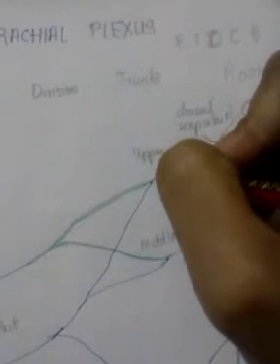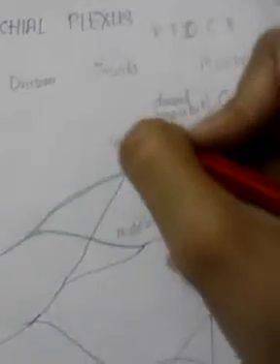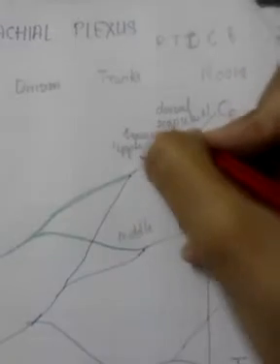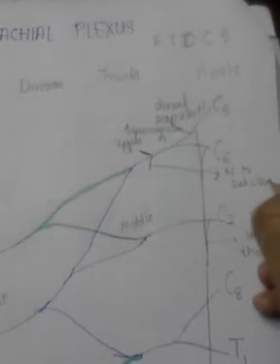In the trunks, only the upper trunk gives two branches, which is here 1 and 2. So this is the suprascapular nerve and this is the nerve to subclavius. Now divisions do not have any branches. Then lastly the cords.